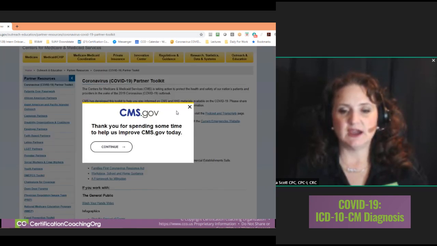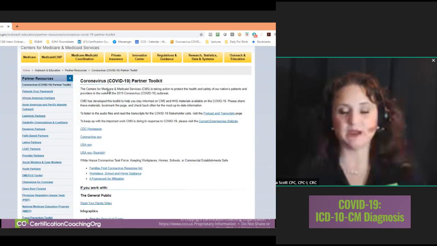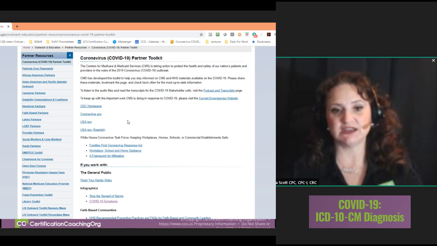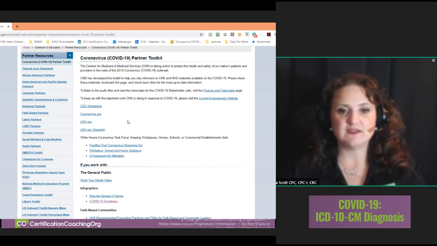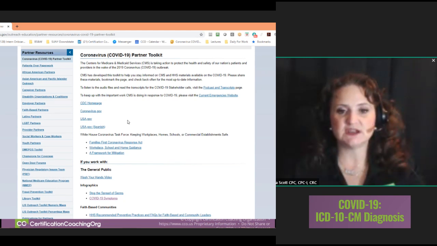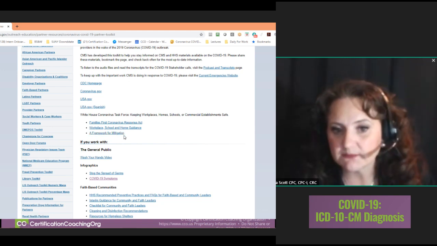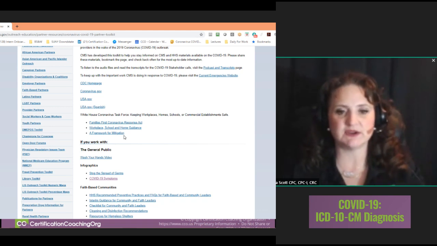Now, I don't know how well you can see this, but the CDC homepage, again, they're referencing each other. Coronavirus.gov, anything you see on there would be a reputable source. USA.gov, which is going to cite the CDC, and USA.gov has a Spanish link as well. Then the White House came out with the Families First Response Act, the Workplace, School, and Home Guidance, and a framework for mitigation, not migration. Sorry. I have to get my glasses on to see that print.